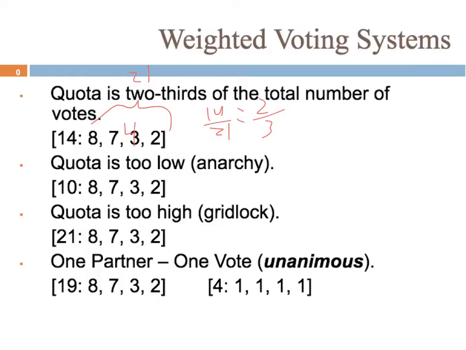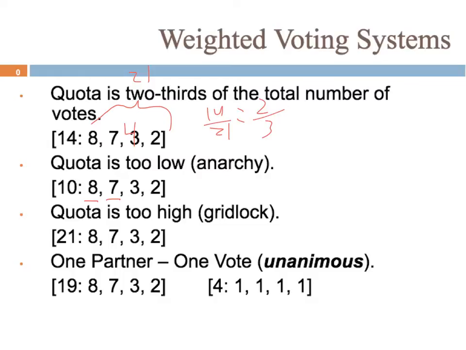Quota is too low, and we're going to call that anarchy. So notice that with anarchy, it's too easy for any group of players to pass a motion. So if player 1 and player 2, with weights 8 and 7 respectively, vote yes, they'll have 15 votes for yes, which will be enough to pass the motion because we only need 10.